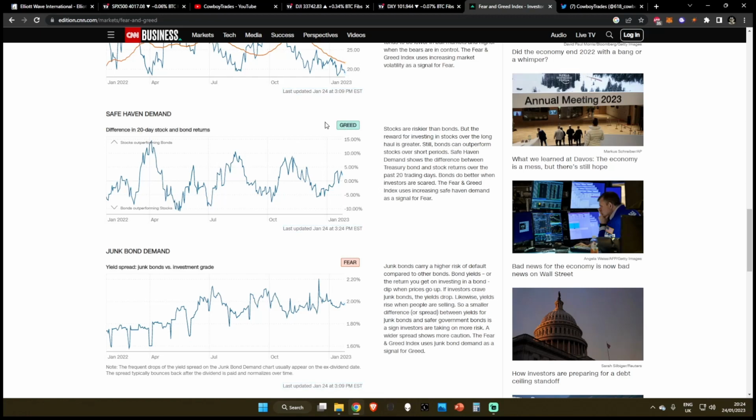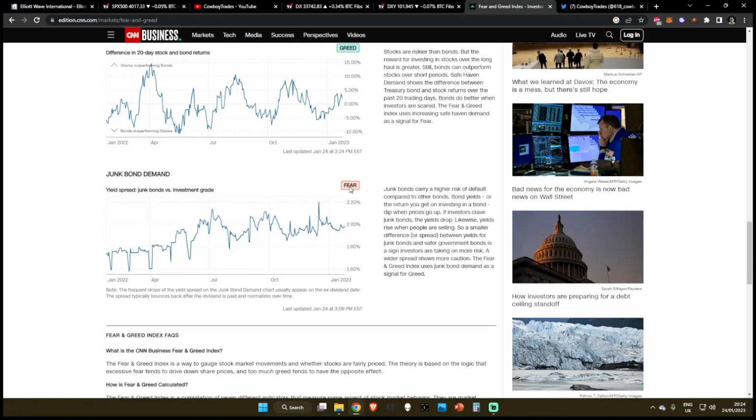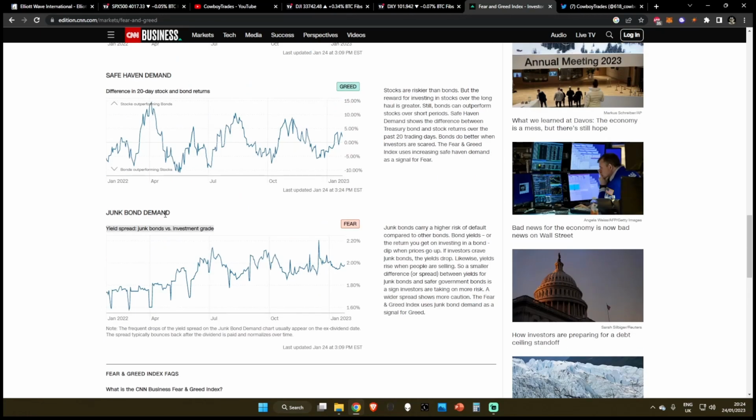Safe haven demand is in greed. Junk bond demand, this is the only one that's in fear, and really not too surprising. The markets are still in quite a lot of turmoil right now, so I can imagine why there's not much interest in junk bonds in the first place.